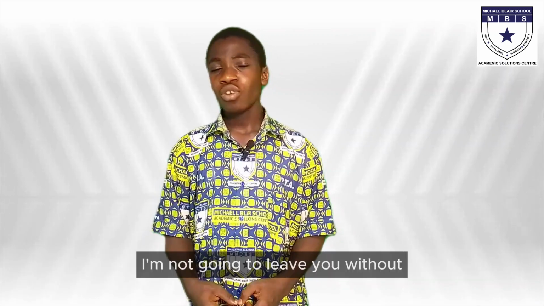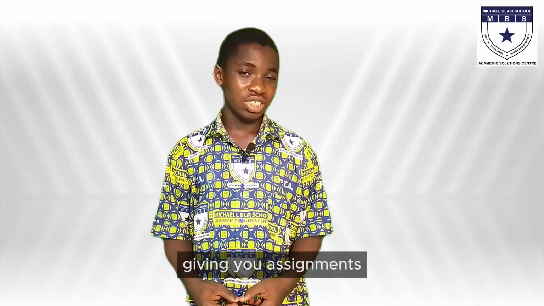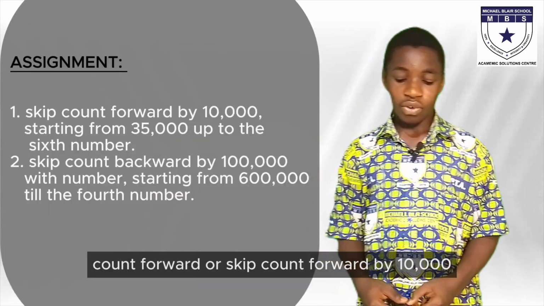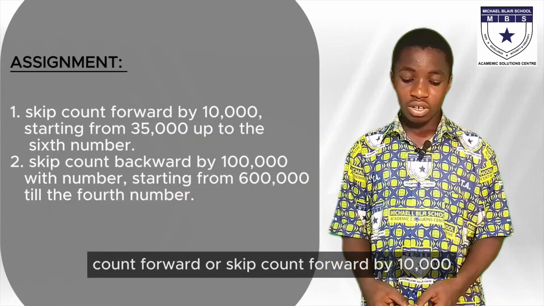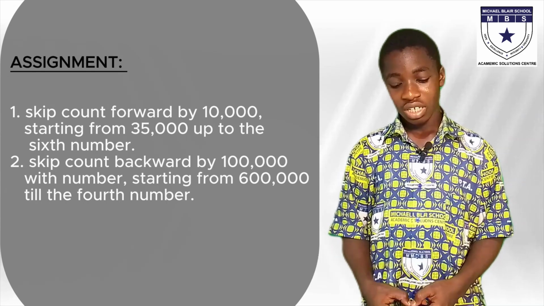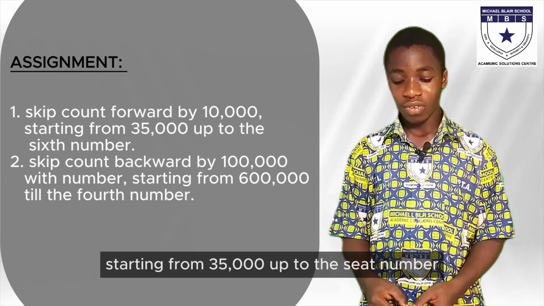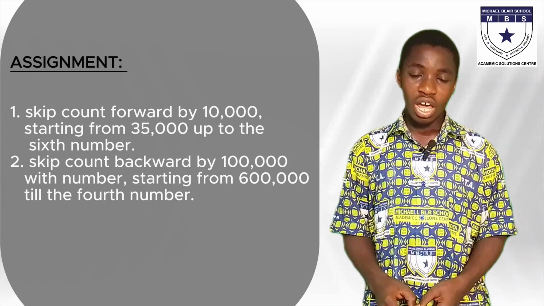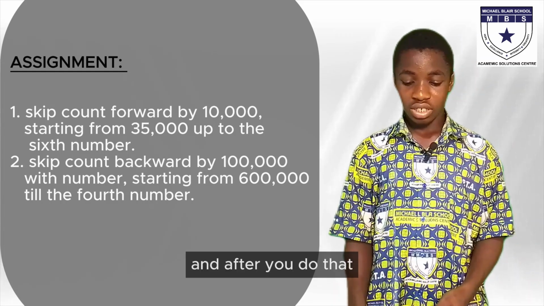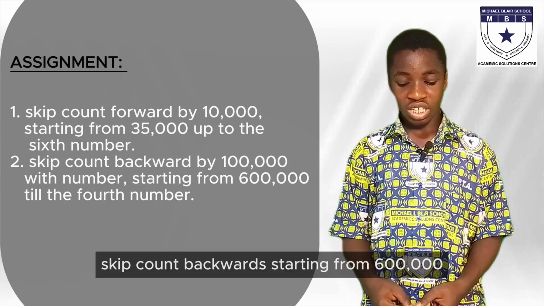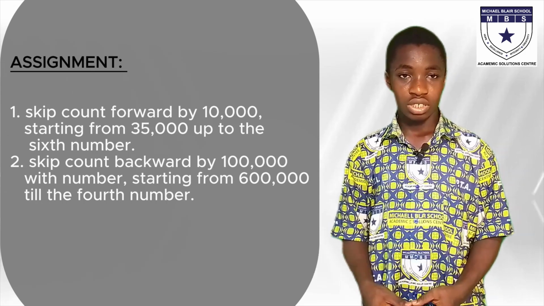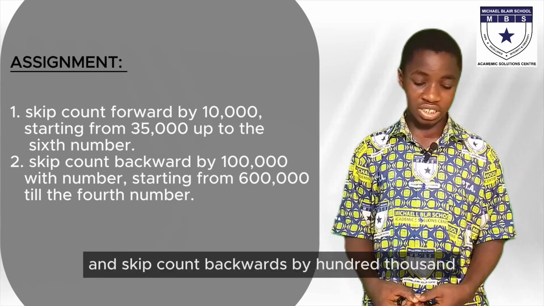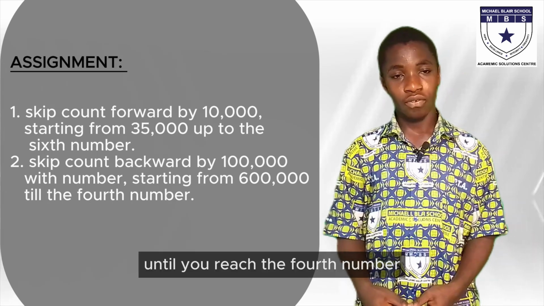I'm not going to leave you without giving you assignments. Kindly count forward, or skip count forward, by 10,000, starting from 35,000 up to the 7th number. And after you do that, skip count backwards starting from 600,000 and skip count backwards by 100,000 until you reach the 4th number.